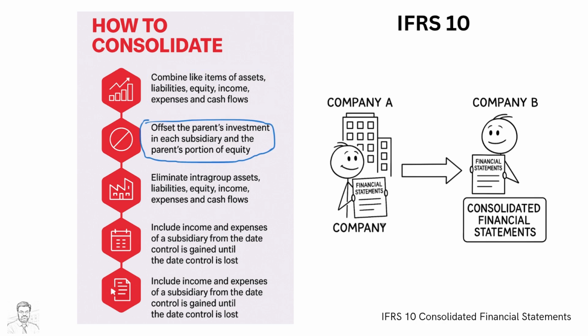Now, here comes the part that trips people up. The parent's investment in the subsidiary? That's got to be eliminated. Like if parent co owns shares in subco, we don't just keep that investment sitting there in the group balance sheet. Why? Because that ownership is now internal. So yeah, you offset the investment against the parent's portion of the subsidiary's equity. And any difference, that's where goodwill comes in.